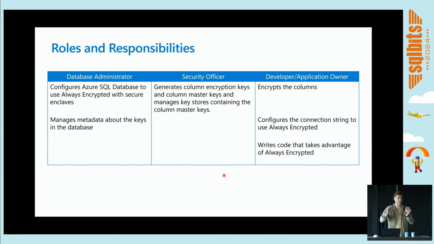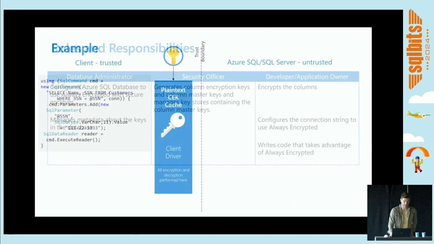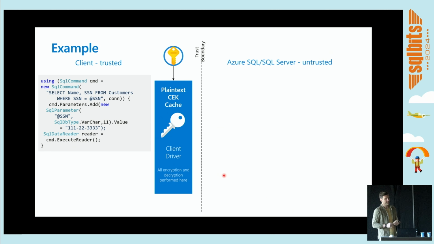All right? So these are the three parties that you have to be aware of. This is also documented in our documentation. A small example, perhaps a little bit technical, so be awake, I would say. Again, the left side here is the client side, trusted. The right side is my Azure SQL. So how does it work?